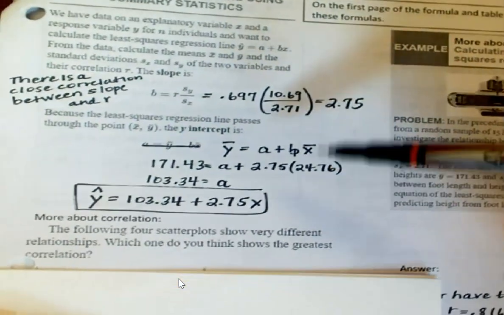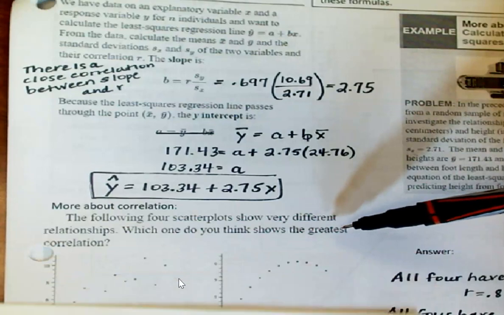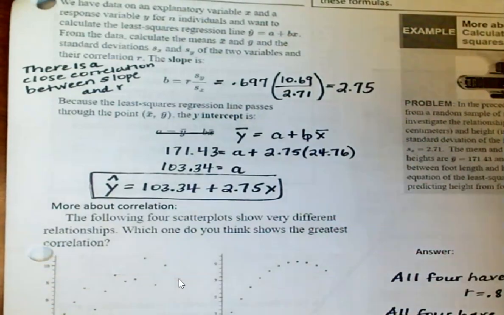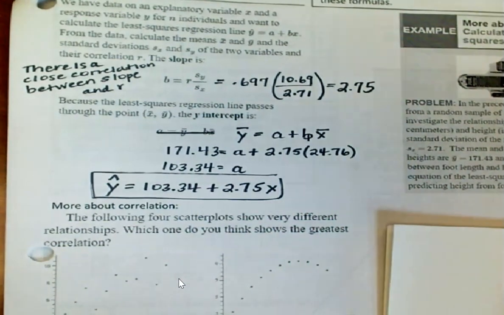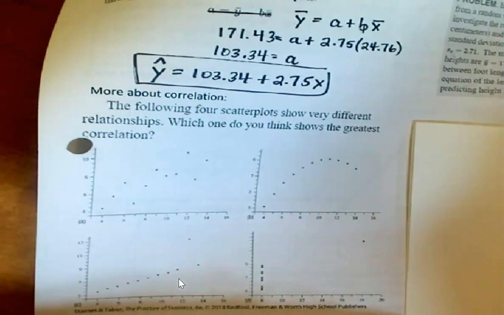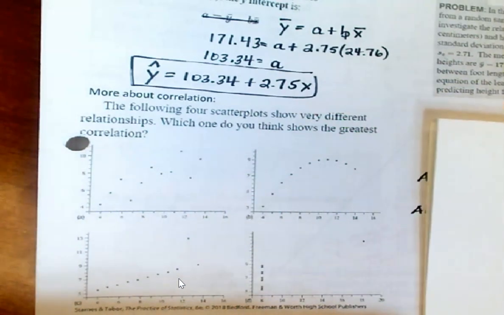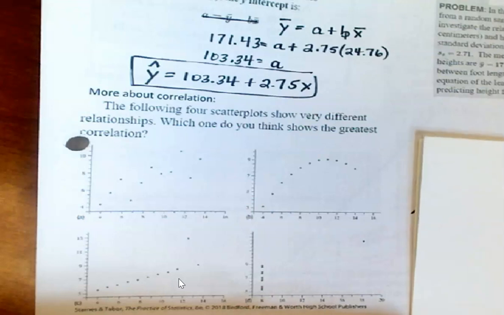Okay, so more about correlation. The following four scatter plots show very different relationships. Which one do you think shows the greatest correlation? Let me get all four of them up here. The greatest correlation would be, correlation is how close it is to a line. So which one do you think would be the answer?